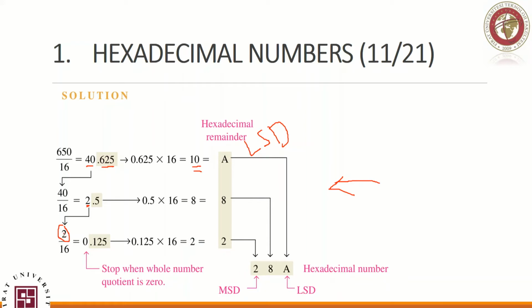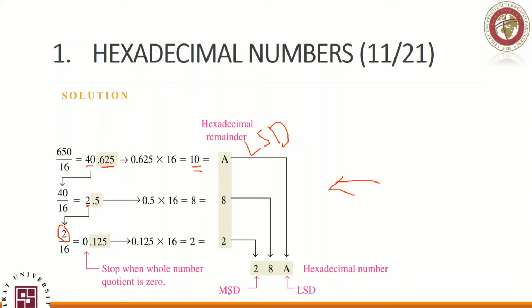Let's say we have 15 here also. You don't have to divide it because 15 is represented by F in hexadecimal. All right, so this will be our arrangement. LSD is the first one, the first remainder that we have. Next to it is next to the LSD.